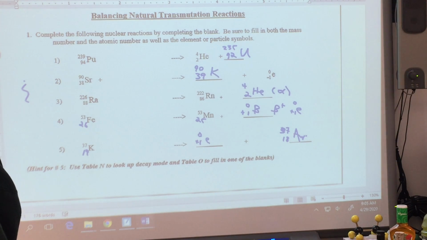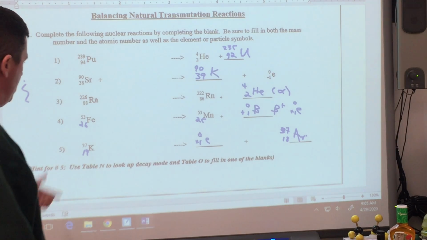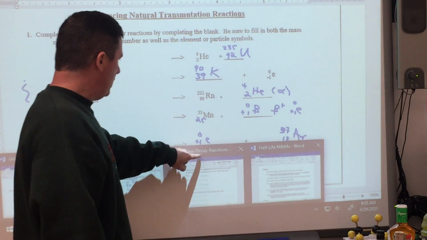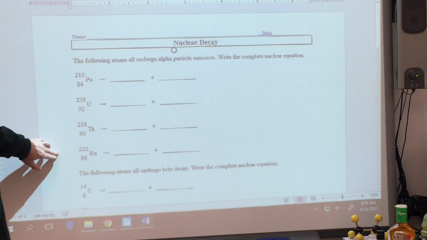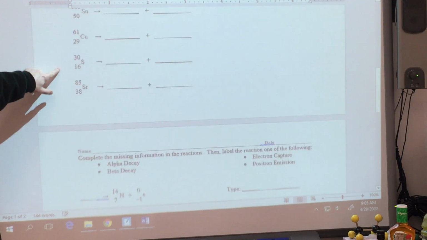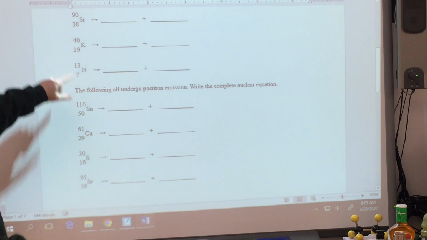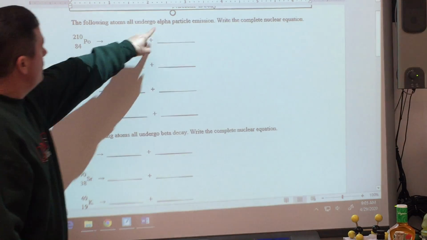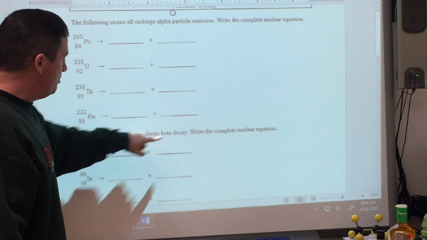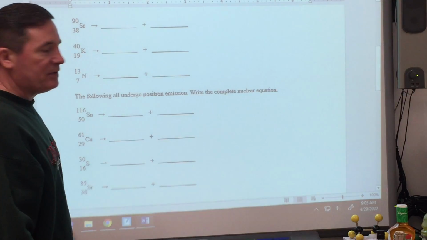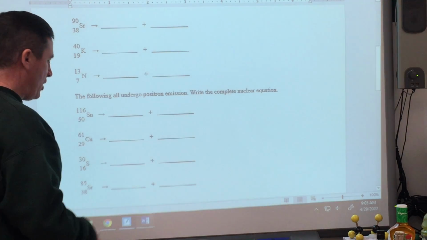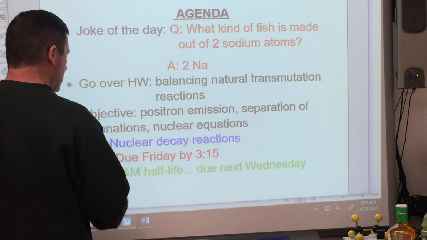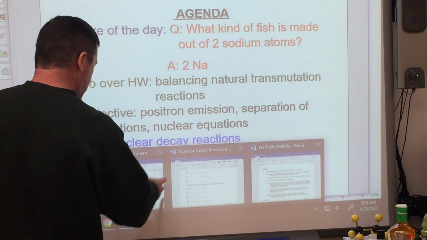All right. Hopefully you did pretty well with those. The bottom is the same as the top. For tonight's homework, this is in your little packet that I gave you. It says nuclear decay on the top, and I want you to do the front. Okay, the first page. I want you to do up through strontium 38. Okay? And this one, it tells you these are alpha particle emissions, this group is beta decay, and this one is positron. So you're just not as much using that chart. Okay? All right, so we're looking at positron emissions, separation of emanation, and nuclear equations today.